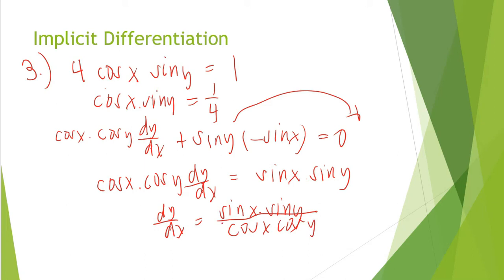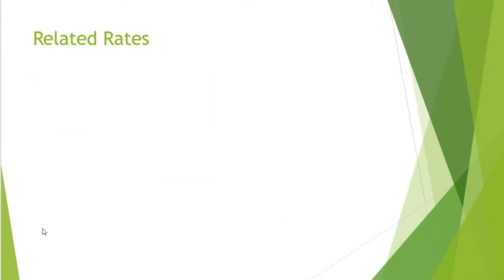Okay. Now we can simplify this further. Sabi nga natin, no, sine over cosine is tangent. So this can be written also by tangent x times tangent y. So the final answer is this one. Okay, we move to another lesson.